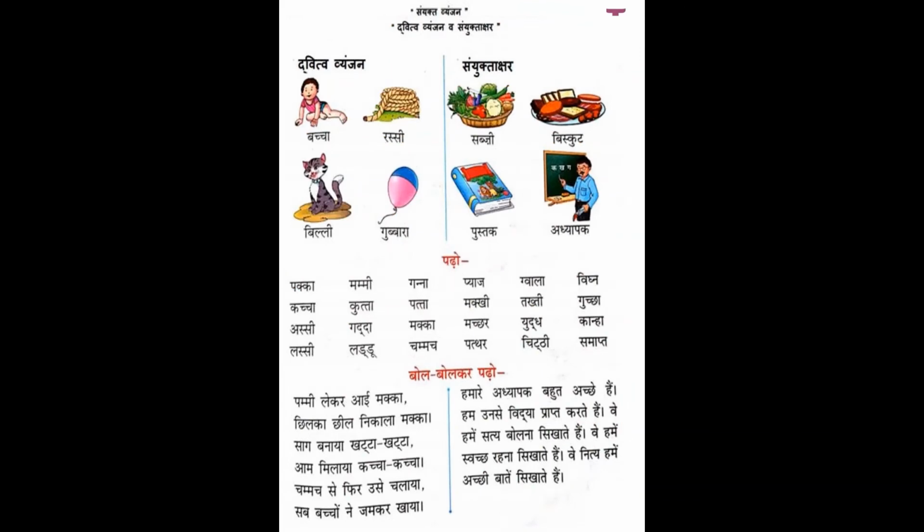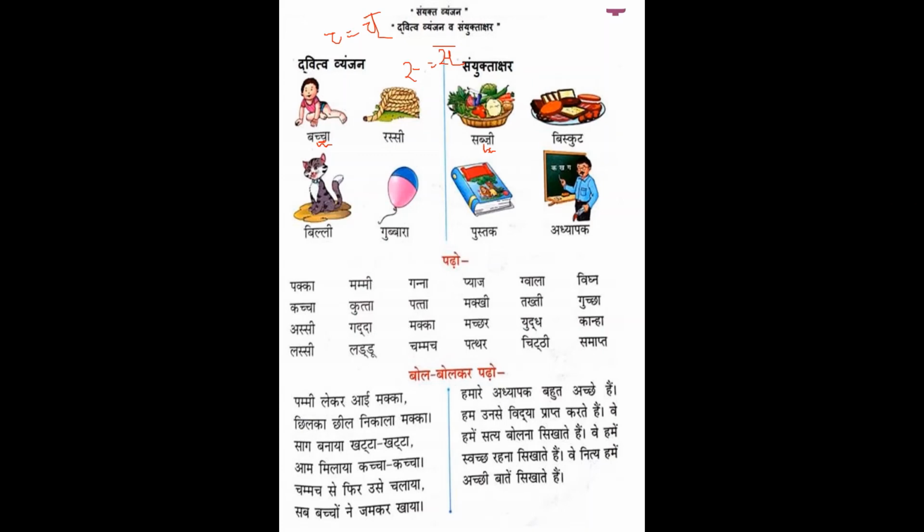Then there are dvitva vyanjan and samyukta vyanjan. Two half-letter words are there, no? Bachcha, rassi, billi, gubbara, sab. These are two same-letter words, dvitva vyanjan. Samyukta is where one is ba and another is ja. These are different letters, so this is samyukta: sabji, biscuit, pustak, adhyapak. So you practice reading with vyanjan.